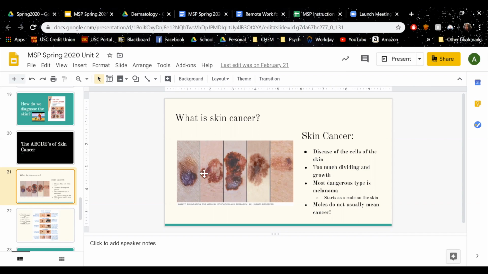And these do just look like moles, and some of them may have moles and they might freak out. They might start saying, oh my God, I have one on my arm. But there's a 99.999% chance that the moles they have on their bodies are just benign. So please remind them that moles do not usually mean cancer, so they don't freak out.